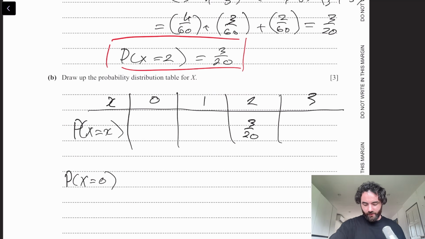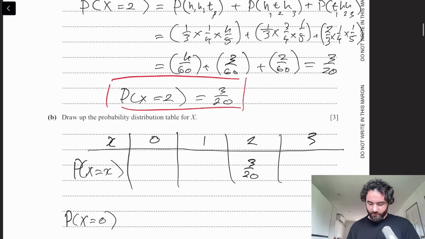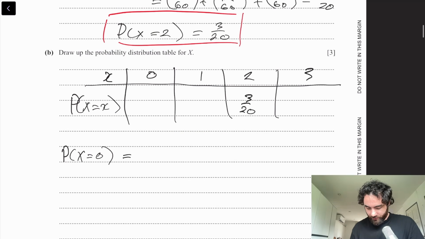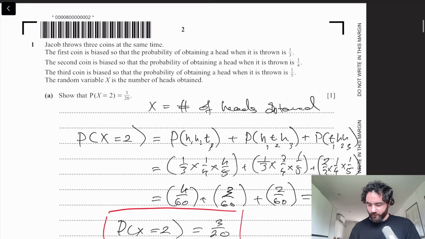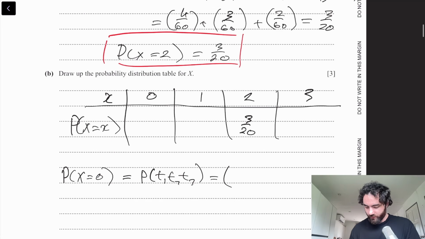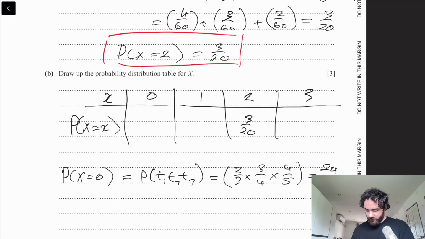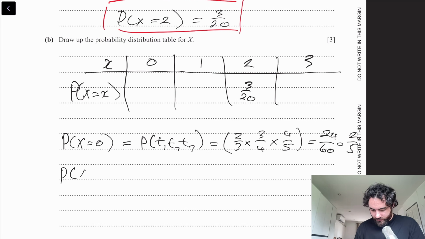Okay. When x equals 0, it means there's no heads. So the only way that can happen is if it's probability tail 1, tail 2, tail 3. What is that? That is going to be 2 over 3 times 3 over 4 times 4 over 5. Okay, that equals 2 times 2 times 4 over 60, which is 24 over 60. That simplifies to 2 over 5.